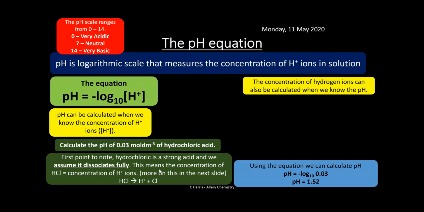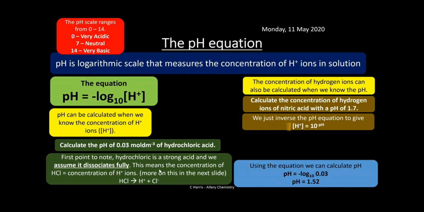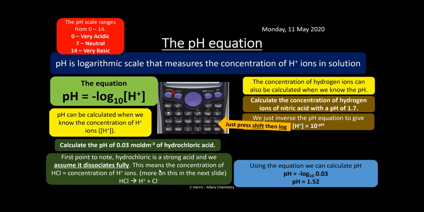So the concentration of hydrogen ions can also be calculated when we know the pH, so we can effectively just flip the equation around. So we calculate the concentration of hydrogen ions of nitric acid with a pH of 1.7. So let's have a look. All we do is inverse the pH equation. You can see here, this is what I was talking about with the calculator diagram. We just inverse the pH equation to give H+ equals 10 to the minus pH.